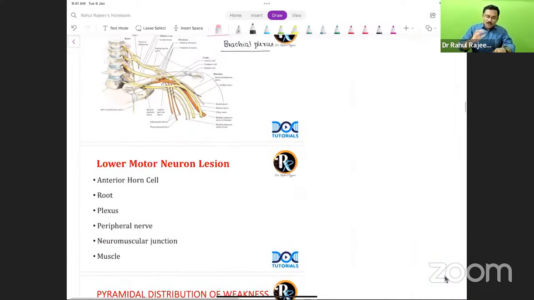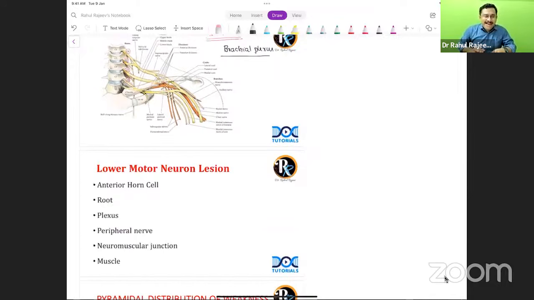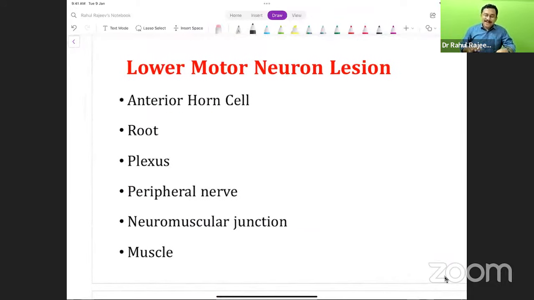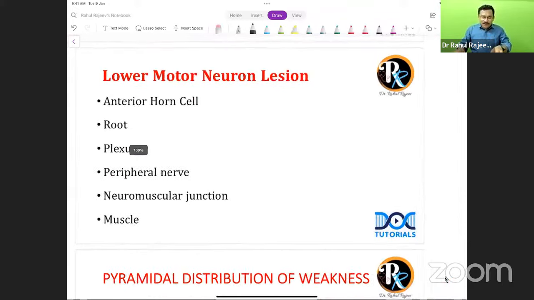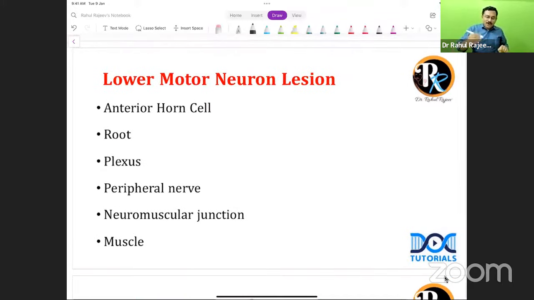Now, you have got to know what is the LMN, because the reason why I said this entire story is to make you understand what is an upper motor neuron and what is a lower motor neuron. So upper motor neuron means, upper motor neuron, you are clear now. What is a lower motor neuron?